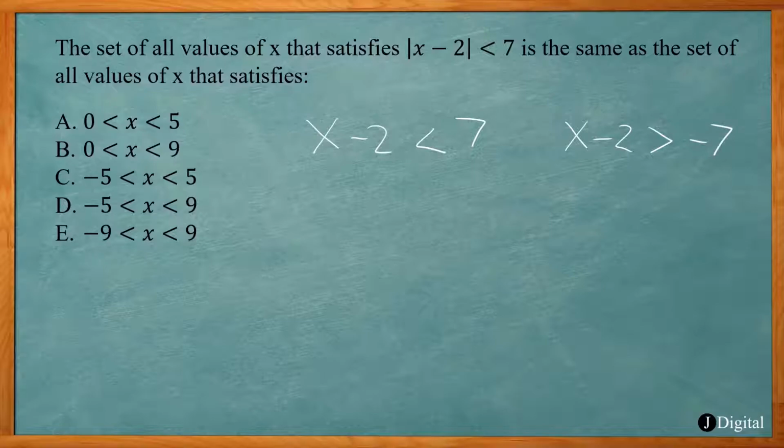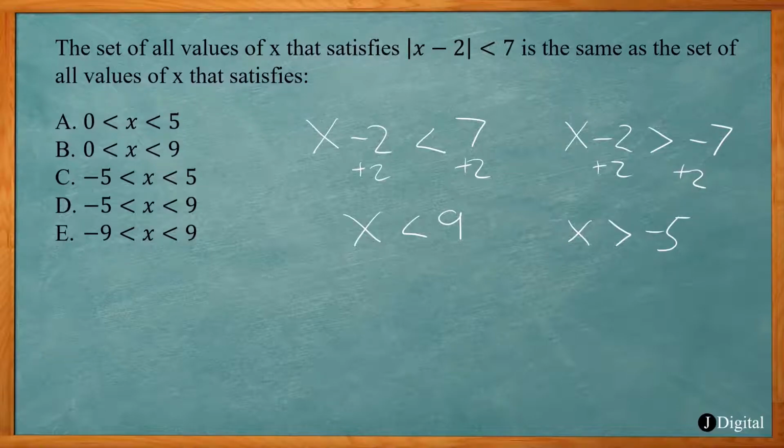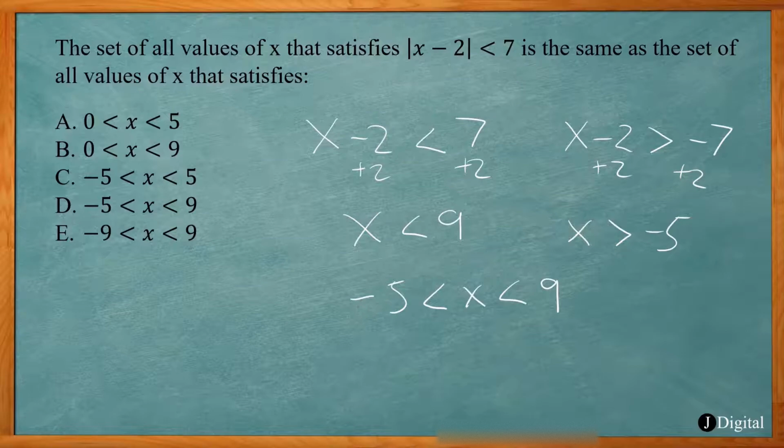All right, so we had to change the sign to negative 7, but we had to change the direction of the inequality also. So again, you get the x by itself, so add 2 to both sides. So x is less than 9. Add 2 to both sides, and you get x is greater than negative 5. If you put this together, you put the lowest number first, so negative 5, and then x in the middle, and then 9 on the right side. So x is greater than negative 5 and less than 9. So that'll be answer choice D.